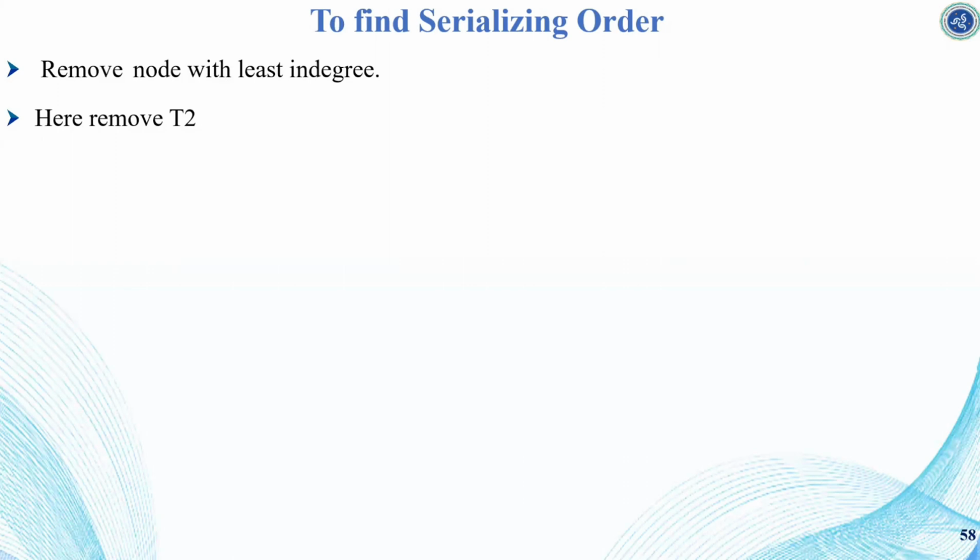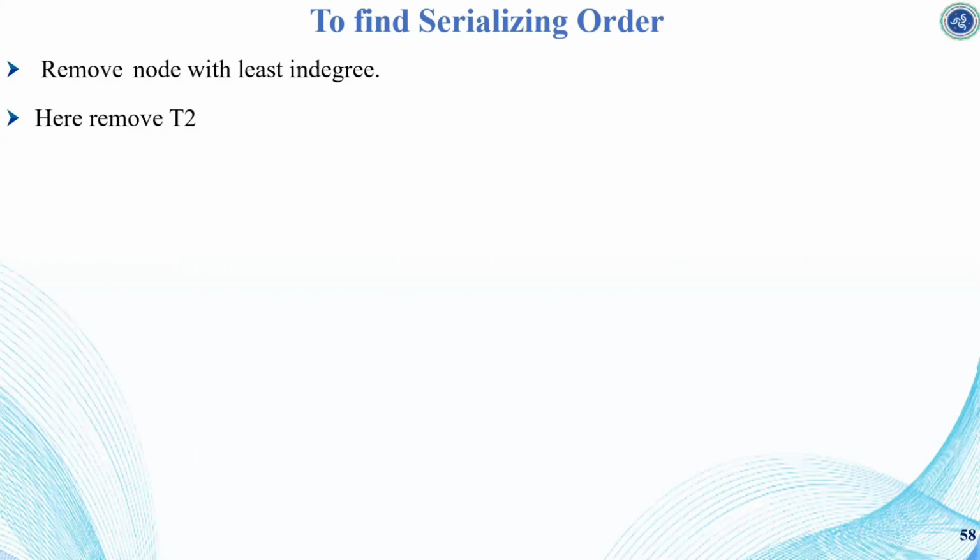Actually, the serializing order is found out by using a sorting called topological sorting, which is a sorting done in a graph data structure. That type of sorting you will be learning in the next semester, in S6, I think, in analysis of algorithms. Now I am only telling the rule for finding this.